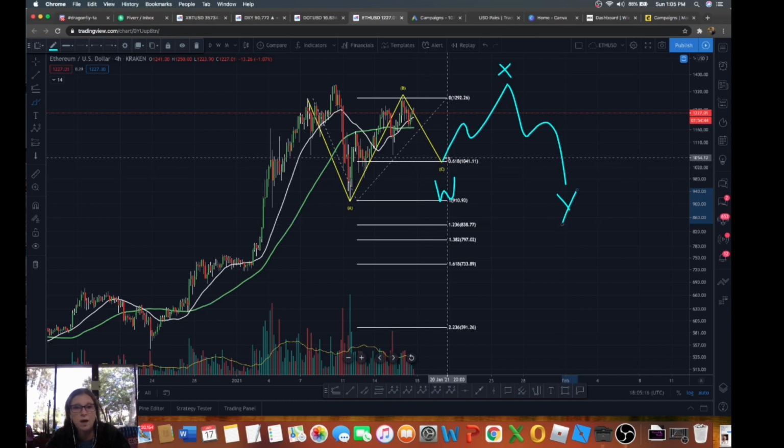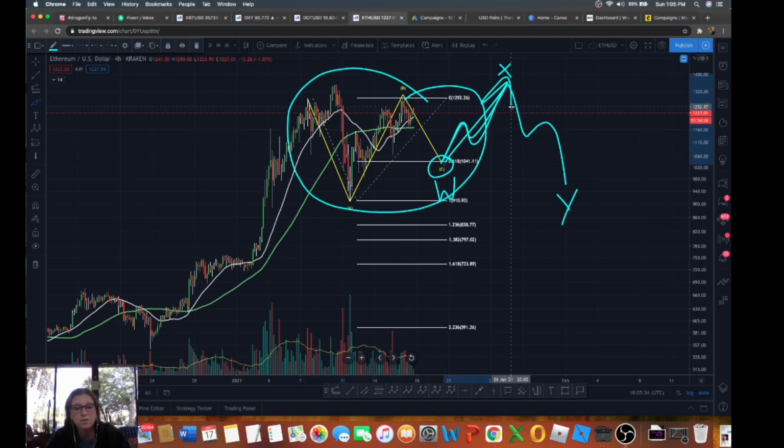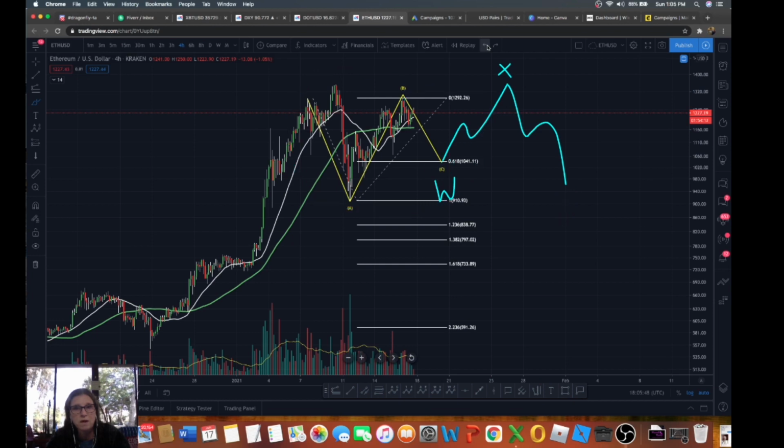But either way, when we come down for this next move, I will be looking to trade that, because either way, the next move is up. Whether this correction is over and we're heading up for a 5th, or we're heading up for an X wave or a B wave, the next direction is up. I hope you understand that.